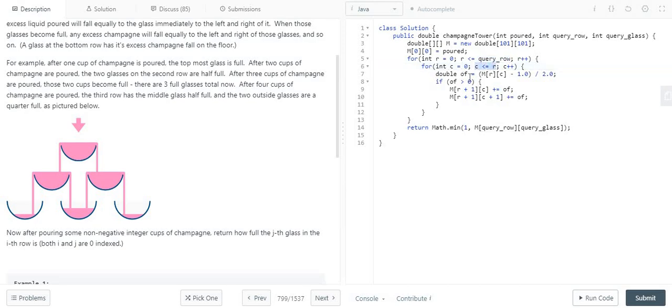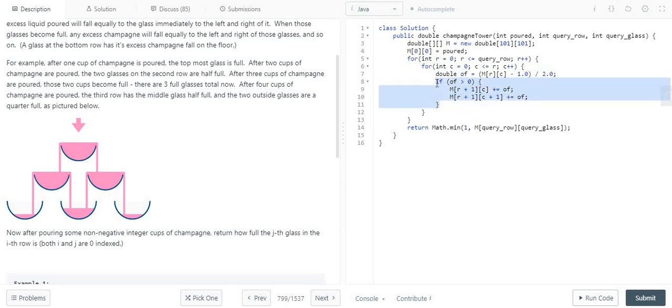Okay, now coming to the next part. What I am doing is, this OF stands for overflow. Initially the poured quantity is, let's say, 1. It will pick up this value from the 0 0 row and column. So 1 minus 1 becomes 0, and 0 by 2 becomes 0. So there is no overflow. Simply this glass is filled with 1 liter of champagne, so it will not go inside this row.